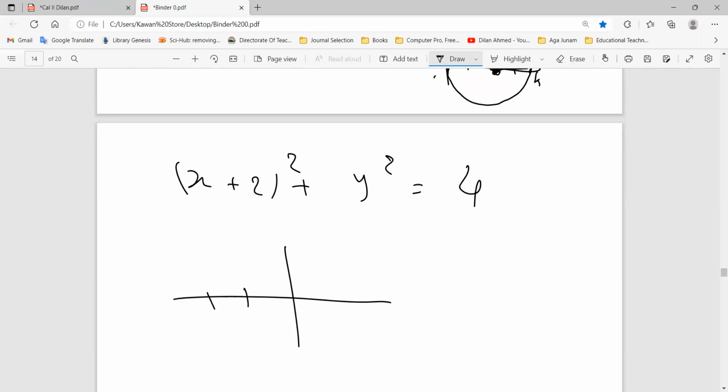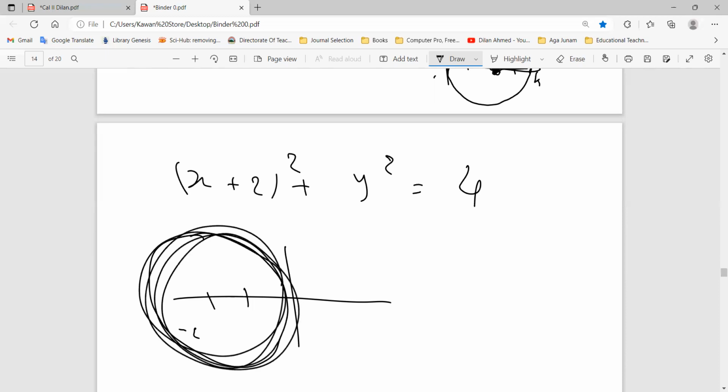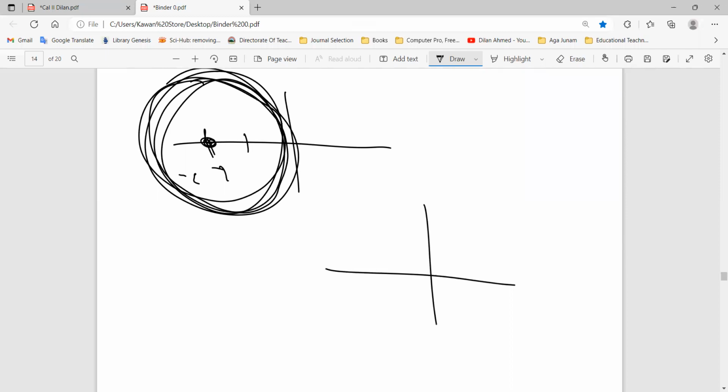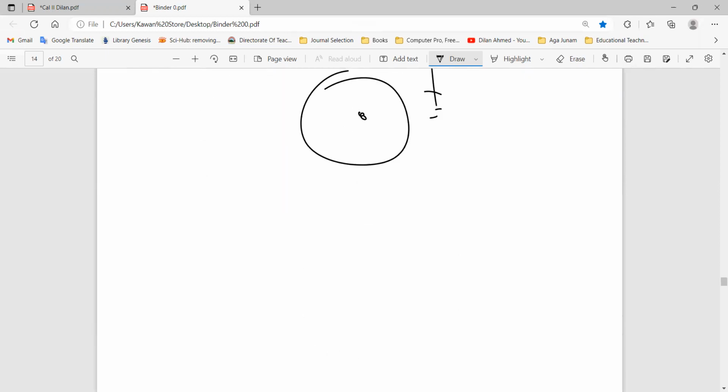No, minus 2 and 0. Okay, so that's the idea. So there's the circle. Minus 2 is the center and 0. How about this? I say 5. So it's minus 2 and minus 5. So here's your circle. Understood? Good. So this is the equation of circle, actually. The general case.